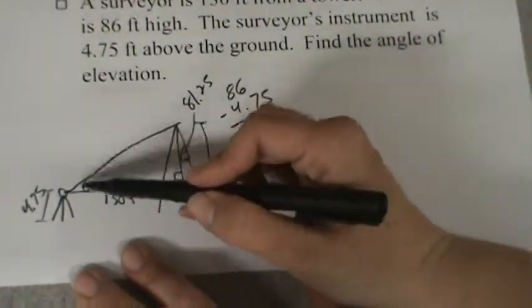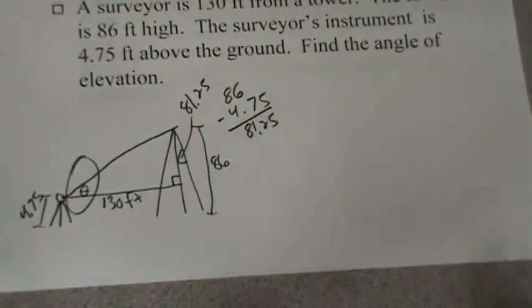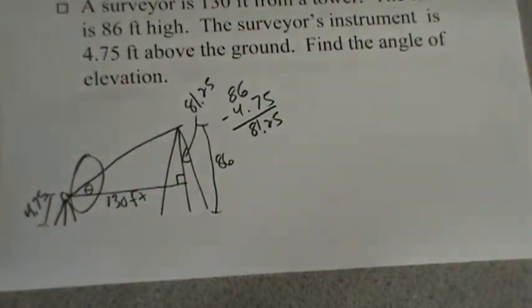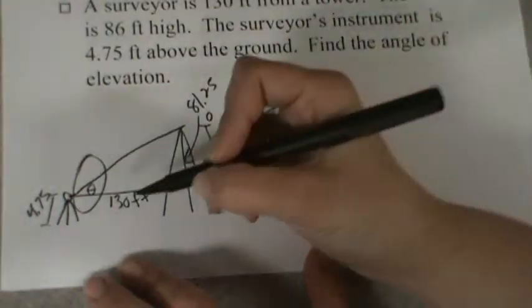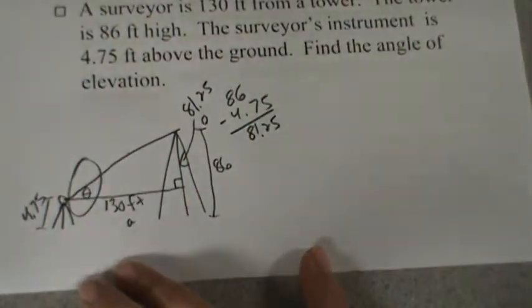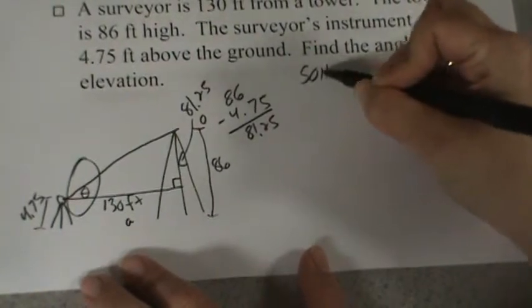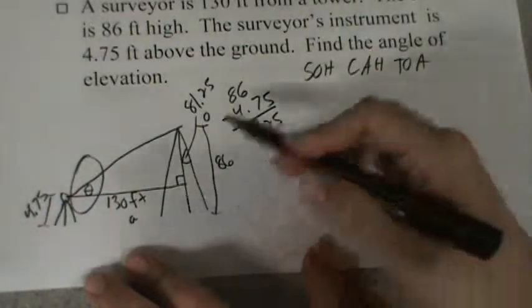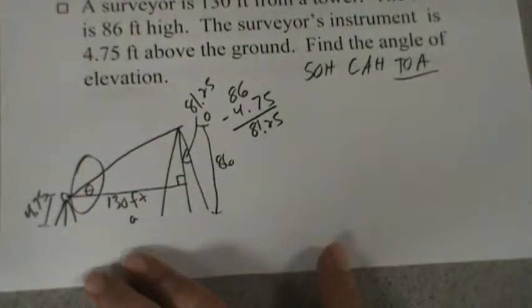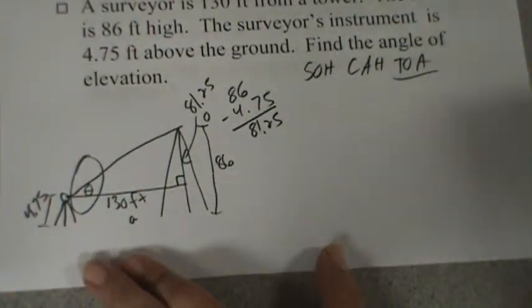Now from there, here's my theta. I need to label my sides as opposite, adjacent, and hypotenuse. So the 81.25 is my opposite. The 130 is my adjacent. So if I look at my SOHCAHTOA, again, I'm going to be using tangent. And we do tend to use that a lot on our word problems.